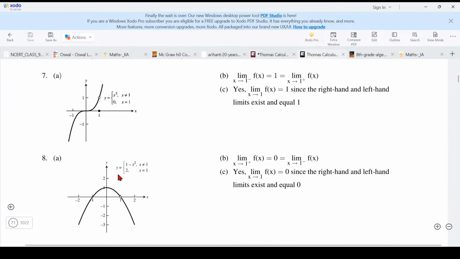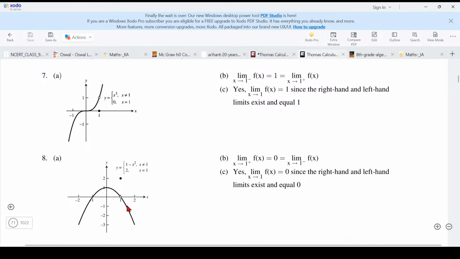See here, this would have been x square. What is minus x square? Reflection with respect to the x-axis. What is positive will become negative. This is minus x square. Agreed? Minus x square plus 1 is this graph. One point is removed and placed here at x equals 1.